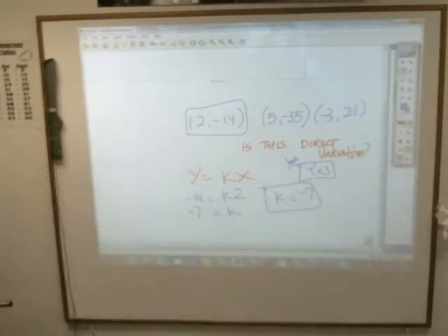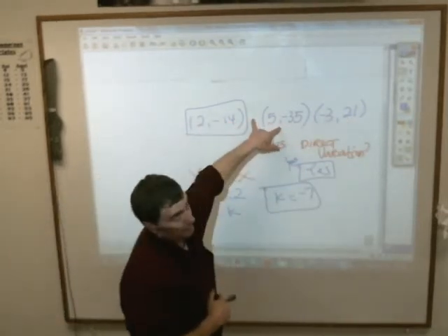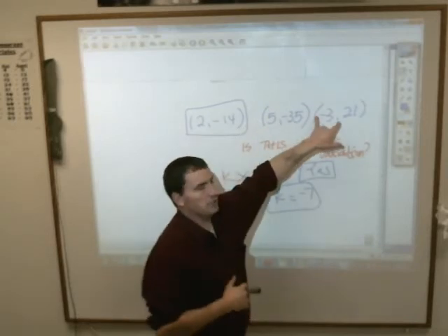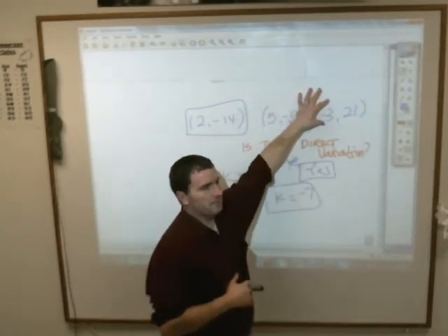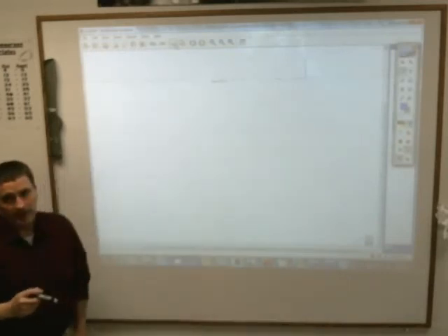If you did graph that, would it go through 0? It absolutely would. Because if it's true for these that they have the same constant of variation, then it's going to go through 0, because 0 times negative 7 is going to give you 0. I can tell you're intrigued by all that.